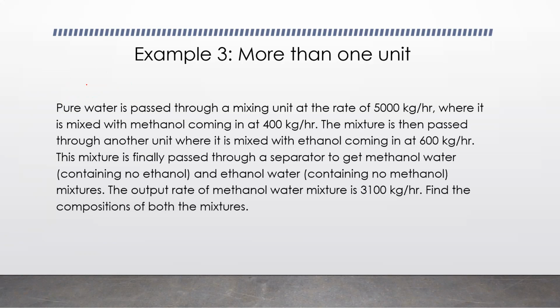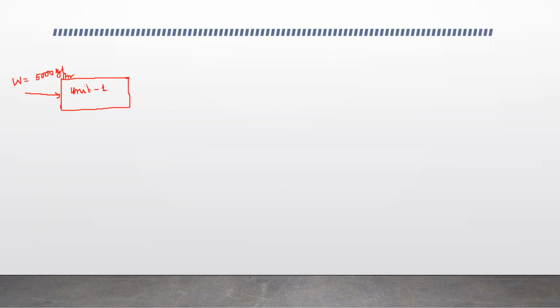All right. Then it is mixed with methanol coming in at 400 kg per hour. So over here you have methanol that is coming in at 400 kg per hour. All right. So it's methanol, so let's call it M.